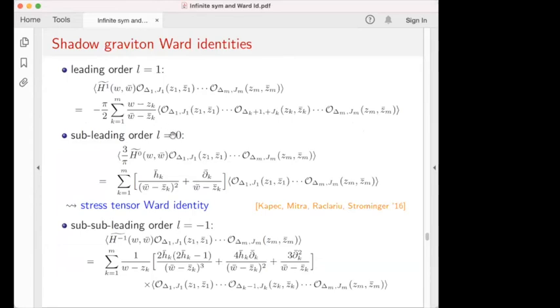In particular, at subleading order, the previous formula becomes simplified as follows. We have this square bracket term. If you are familiar with 2D CFT, then you will see that this is essentially the stress tensor Ward identity. Once we identify this part as the stress tensor, this gives a construction of the stress tensor in celestial conformal field theory, defined as the shadow transformation of the subleading soft graviton. This was first observed by Strominger and his collaborators, but using a different method.